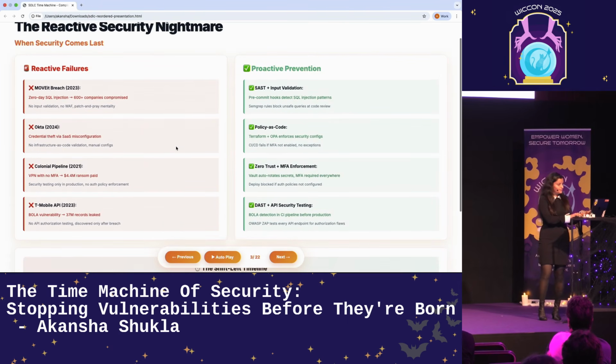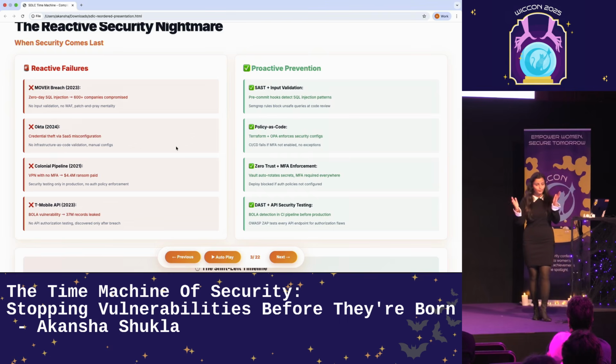Okay, so you see two blocks here. One is your reactive failure and one is your proactive prevention. In the reactive failure, I took a few good examples. One happened in 2023. That was just a normal SQL injection. Why it happened exactly, nobody knew at that time.